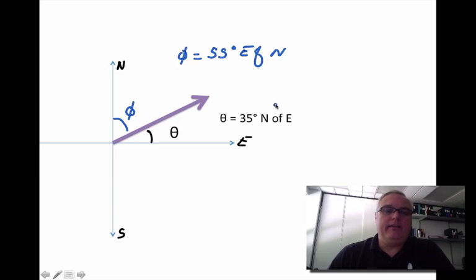Okay, I hope that these examples and the ones in the textbook give you a good idea of what a vector is and how to represent the direction of that vector. In the next video lesson, we'll talk about how to add and subtract vectors.